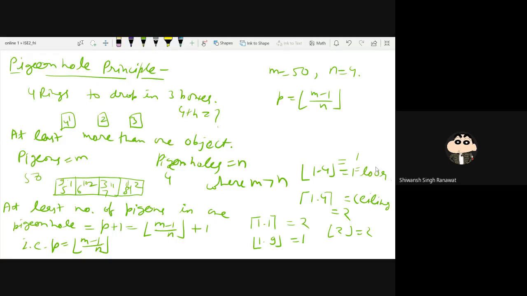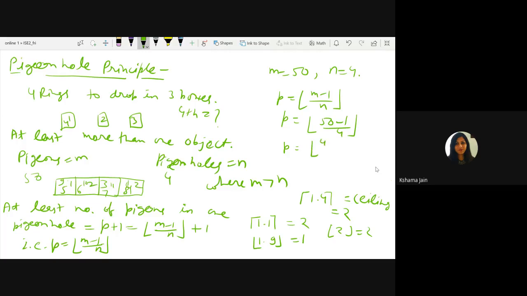Ma'am, in the formula, what will we apply, the floor or the ceiling one? That one I'm going to, I was just first explaining this. Now I will apply here. Only ceiling or floor we will apply in the formula: 50 minus 1 by 4. Let's calculate it. 49 by 4. Just tell me quickly how much it is. It will come in decimal. 2.25, I think. Yeah. So P will be floor of this. So I need to take 12.